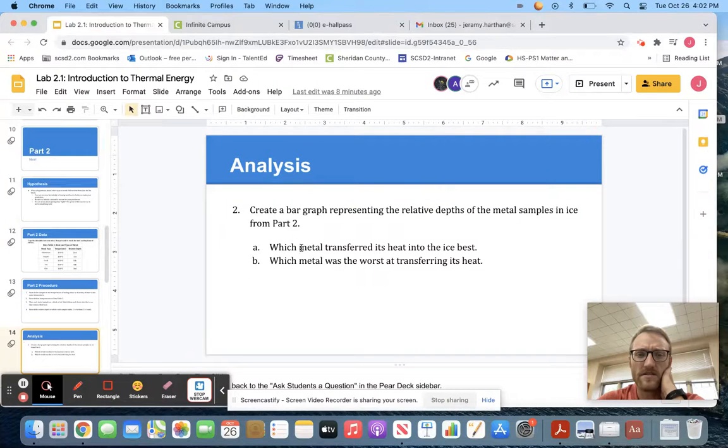And then when we look at the question, it says, which metal transferred its heat into the ice best? Obviously, that's going to be copper. It transferred that energy into the ice, which caused it to melt more, which causes it to drop down further in the ice. Which one was worst? Lead. It held on to that heat, so it didn't transfer that into the ice block. Therefore, it's not going to melt as much. Okay, so that's parts 1 and 2.